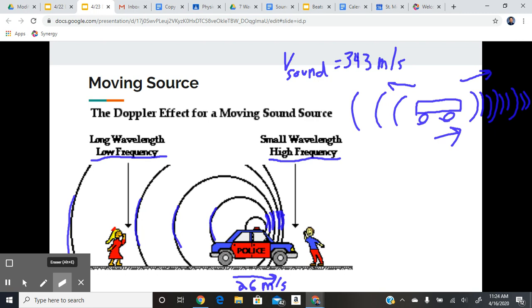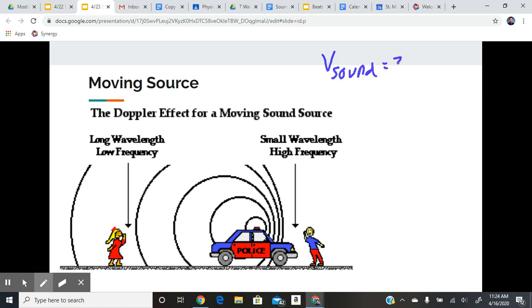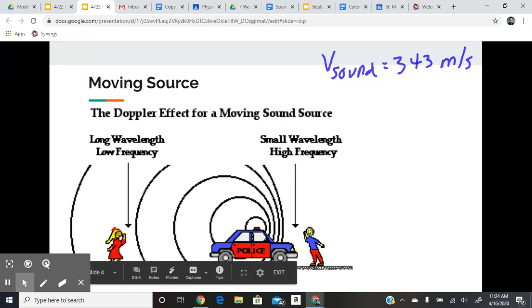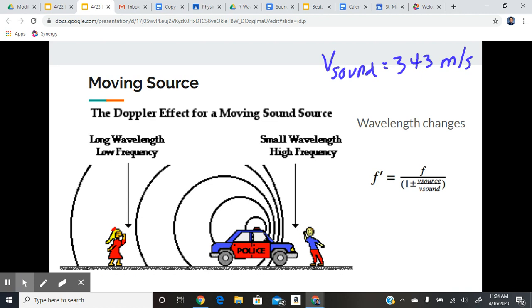So let's get into our equations. There are a couple different scenarios that we have when we're dealing with the Doppler effect. I'm just going to put the speed of sound back up here. The first one is where you have a moving source, and that's what this traditional one is. When you have a moving source, you're going to use this equation. Now, let me break down each one of these variables real quick.